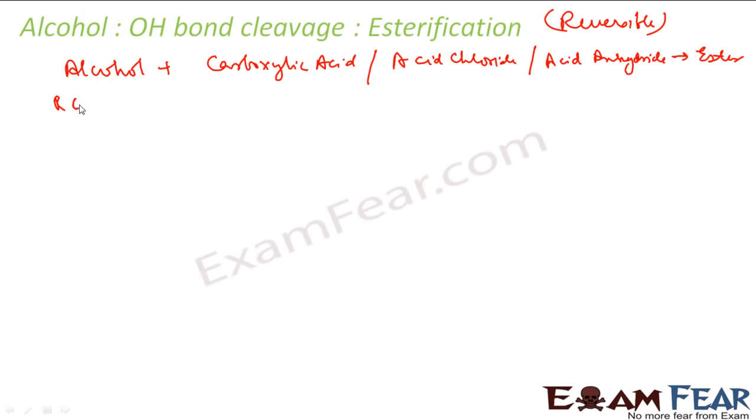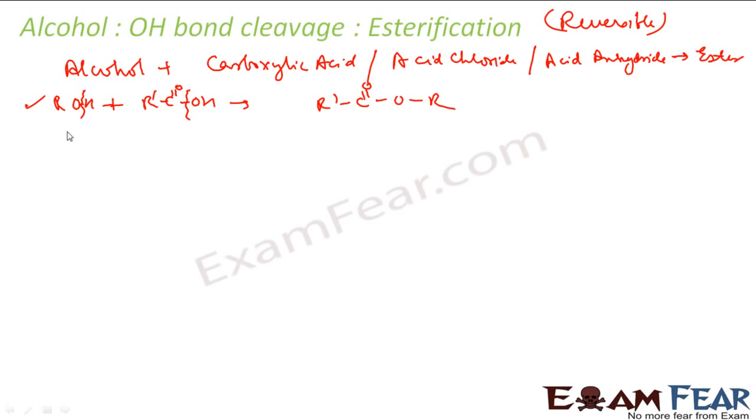I have my alcohol. It reacts with carboxylic acid. So let me assume it's R-COOH. What happens is here also this OH bond will break, and here this bond will break. HOH water will come out, and what you'll get is R-COOR. One reaction.